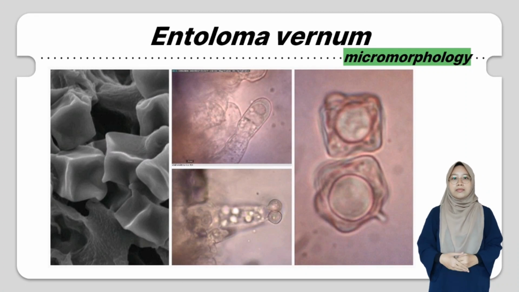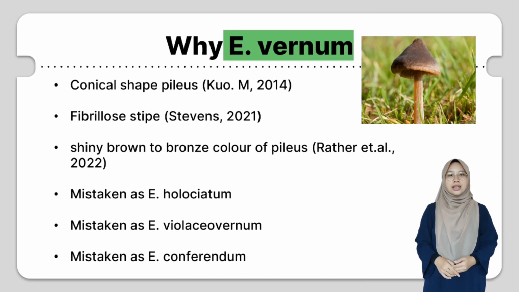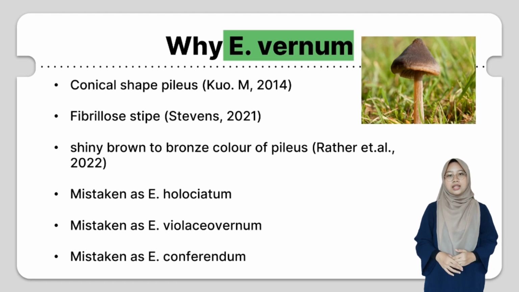This species has the biggest spores among the 7 Entoloma found. This species is assumed to be Entoloma vernum for its conical pileus, fibrillous type, and shiny brown to bronze color of the pileus. This species can also be mistaken as Entoloma holoconiatum but differs in pileus, resembles Entoloma violaceo-vernum but differs in basidiospore size, and resembles Entoloma conferendum but differs in spore shape.